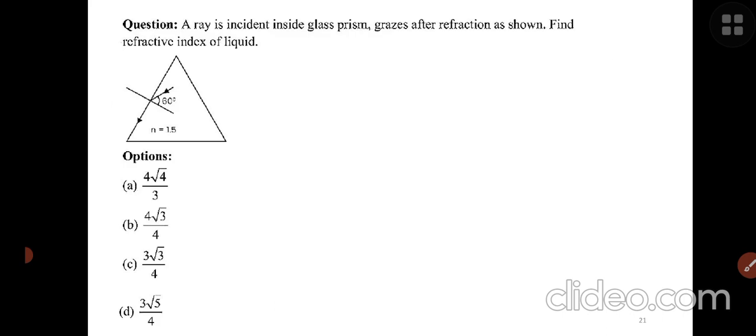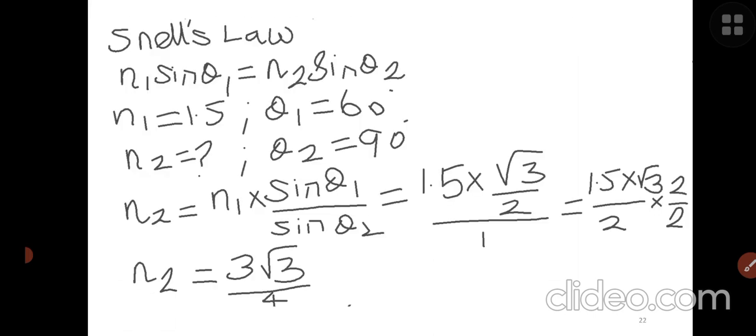A ray is incident inside a glass prism, and grazes after refraction as shown. Find the refractive index of the liquid. Here is the picture and the four options are given. Let's move on to the answer.